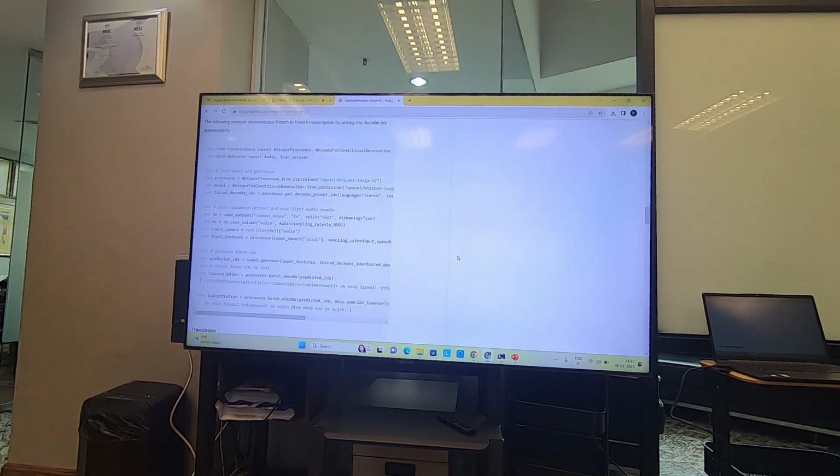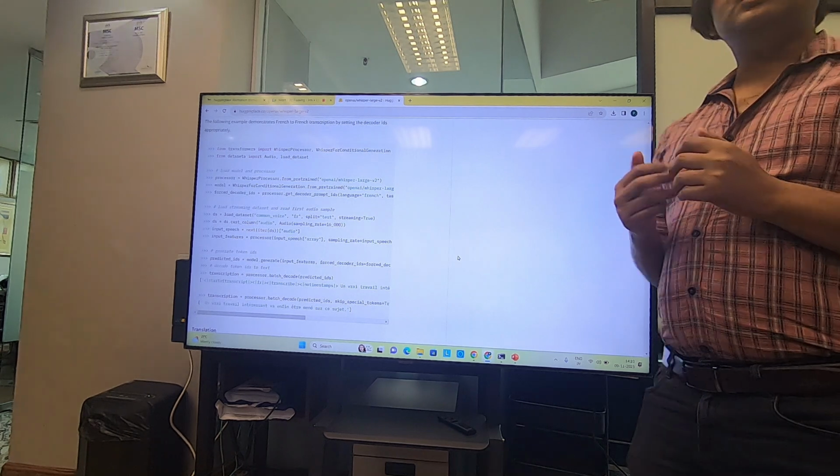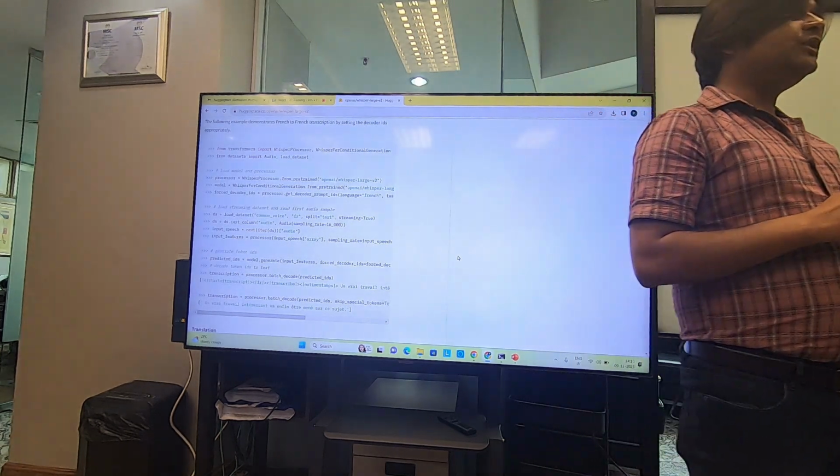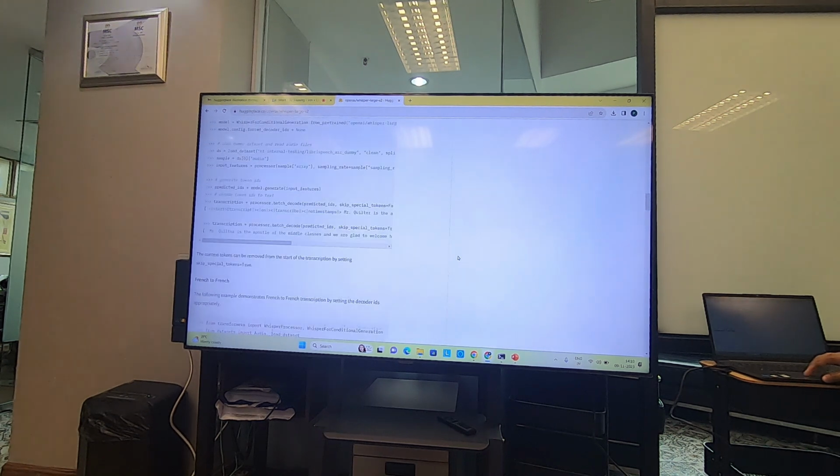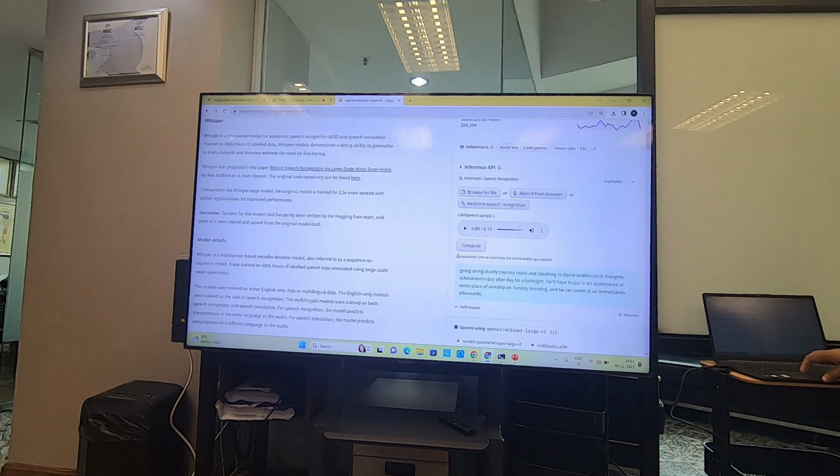Using Hugging Face to convert audio to text using UI, right? Using their user interface, here you recorded your voice and you got text corresponding to it. So today we'll try the same thing through code, right?